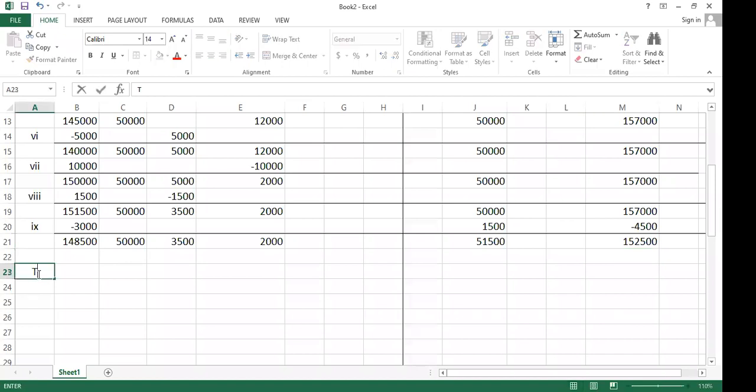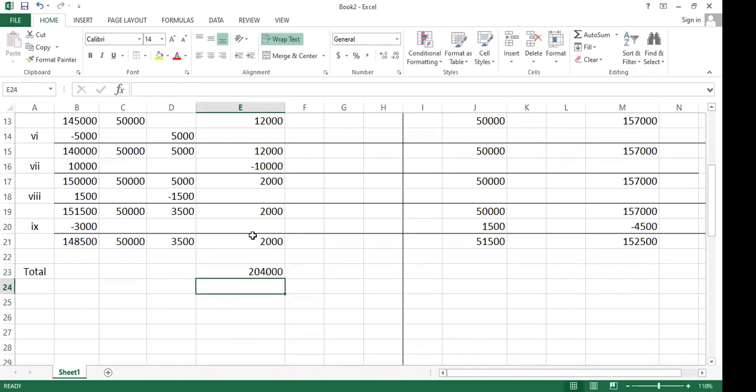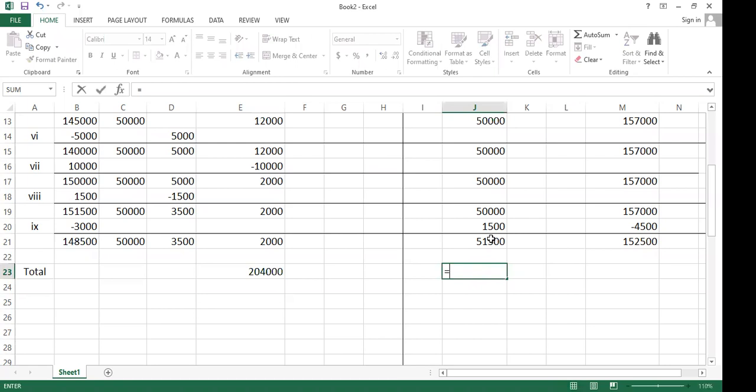We can check total of both sides. Equal. Cash plus land plus furniture plus accounts receivable, total of 204,000. This also, accounts payable plus owner's equity, total of 204,000. Assets and liabilities are equal.